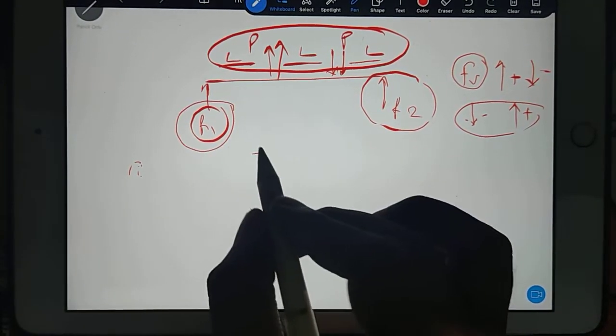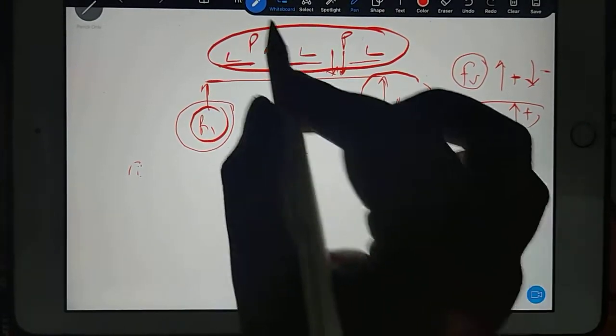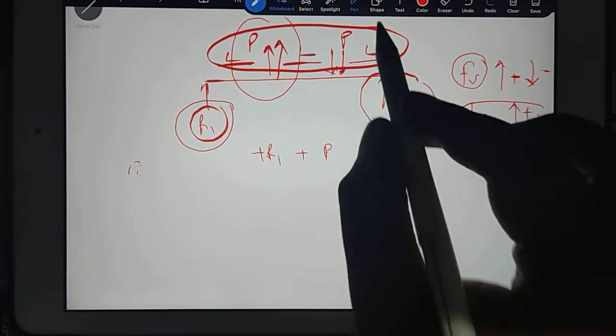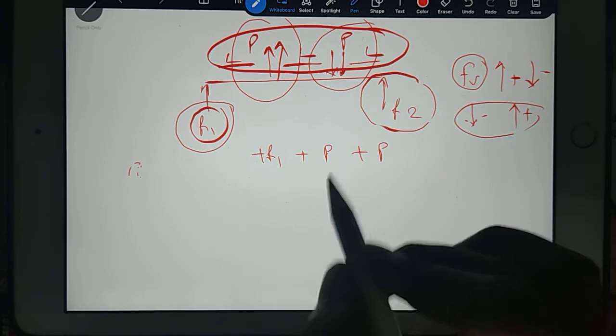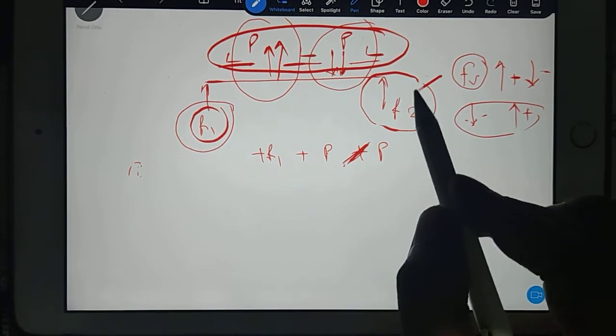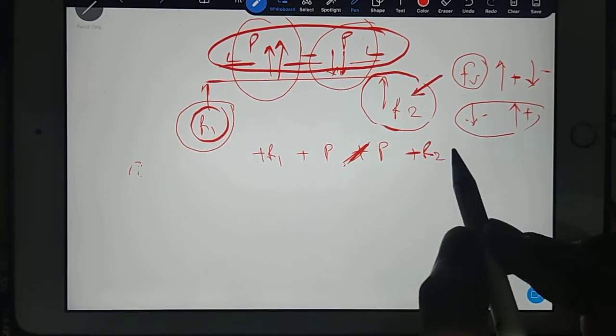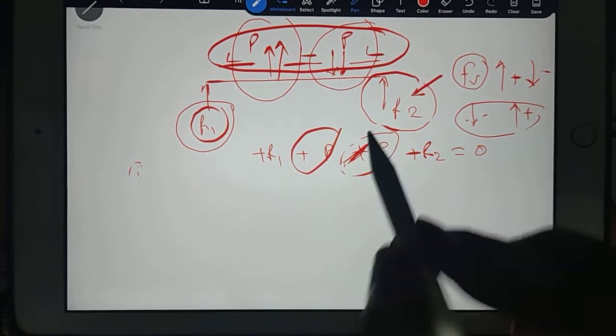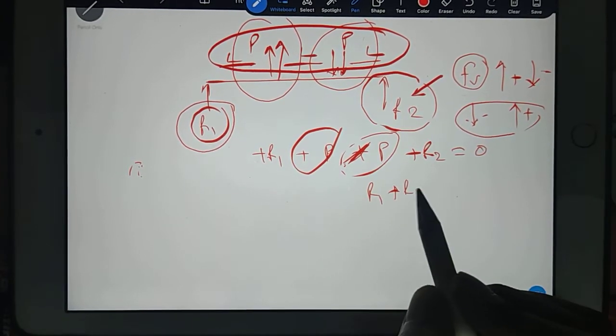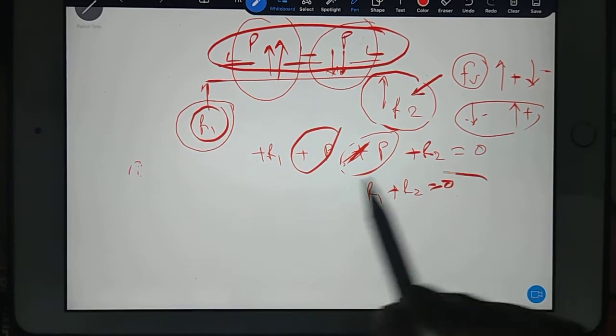R1 is upward, so plus R1. Then this P is upward, then plus P. Then this P is downward, then minus P. Okay, and then this R2 is upward, then plus R2 is equal to 0. So this P and this P will get cancelled. So you will get R1 plus R2 is equal to 0. There are so many ways to make this equation.